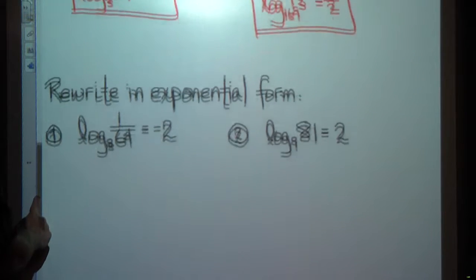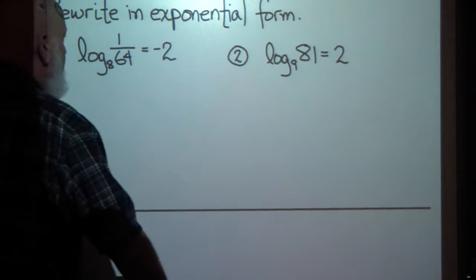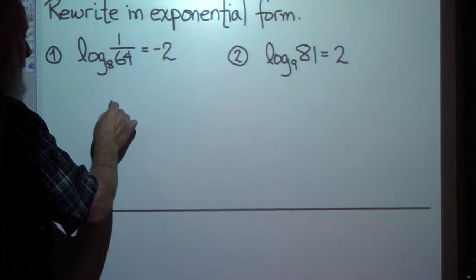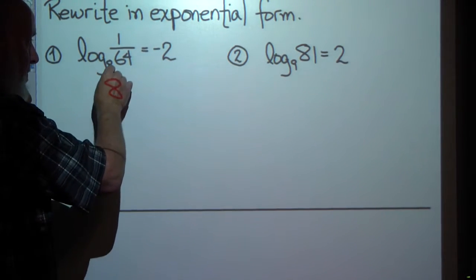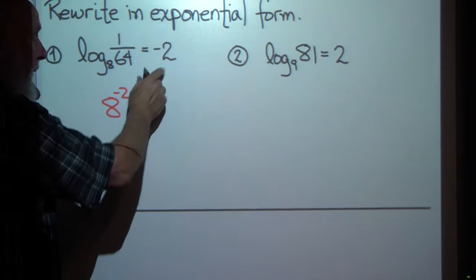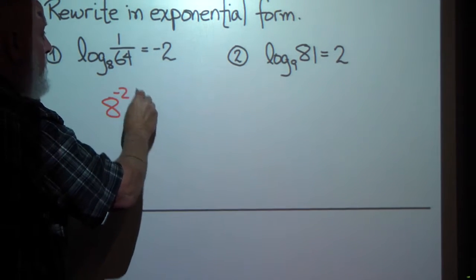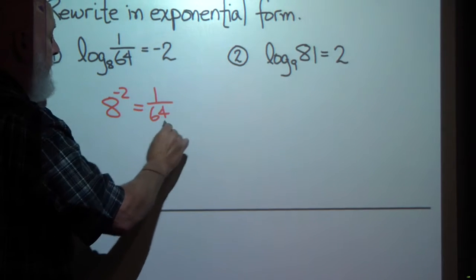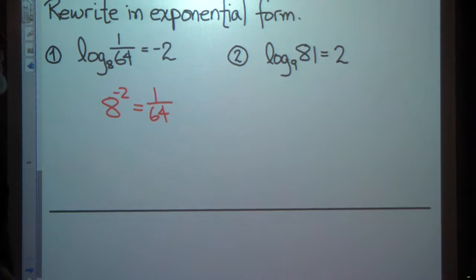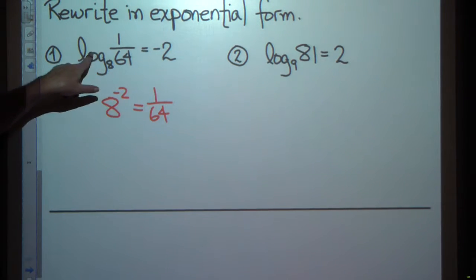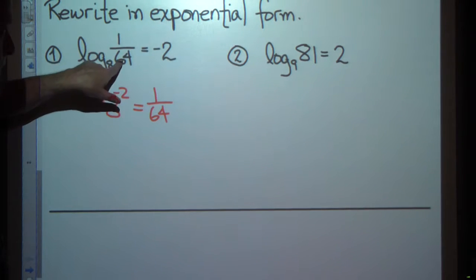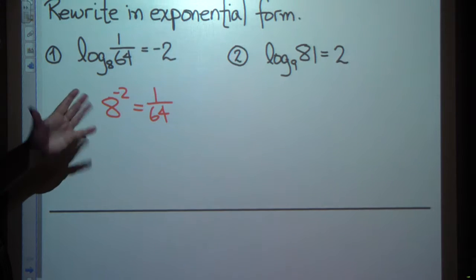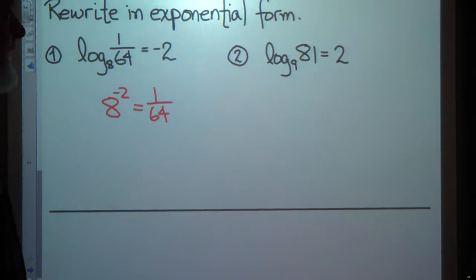So let's take a look at this. I'm asked to rewrite this in exponential form, so I'm going to say 8 to the -2 power. 8 gets physically larger, -2 shrinks, it's now an exponent, is equal to 1/64, which stays about the same size. 8 to the -2 power is 1/64. Log base 8 of 1 over 64 is equal to negative 2. I can rewrite this as this. That's what I was asked to do, so that's what I did.